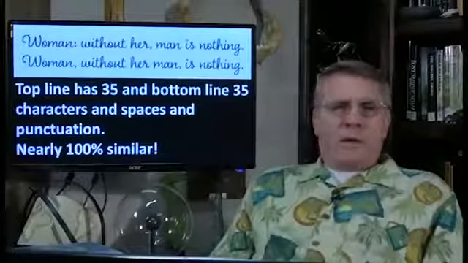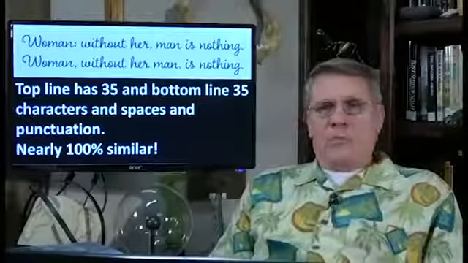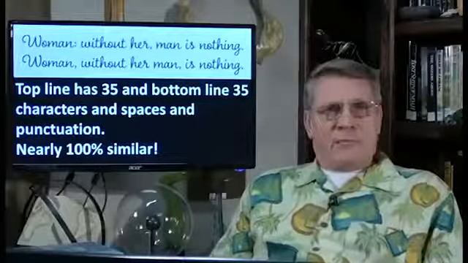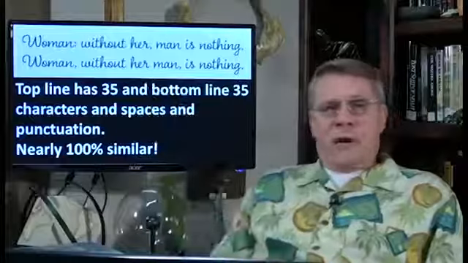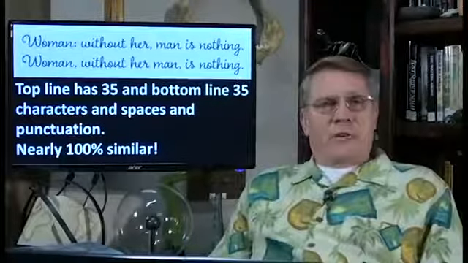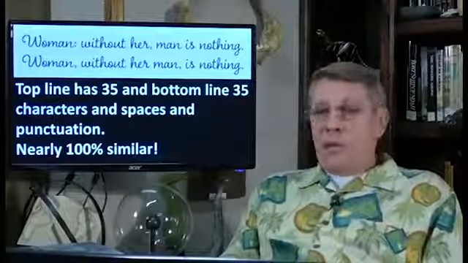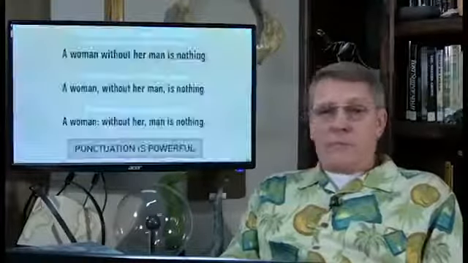How about this one? One little change. Woman, without her, man is nothing. How about woman, without her man, is nothing? Same letters, changed the comma to a different place. Well, the top line has 35 letters and spaces. The bottom line has 35 characters, letters, and spaces, and a punctuation. So they're nearly 100% similar, but they mean something totally different, don't they?